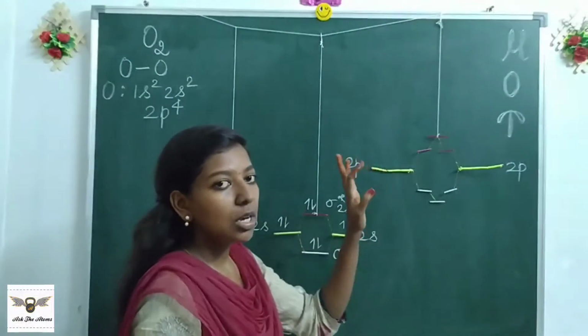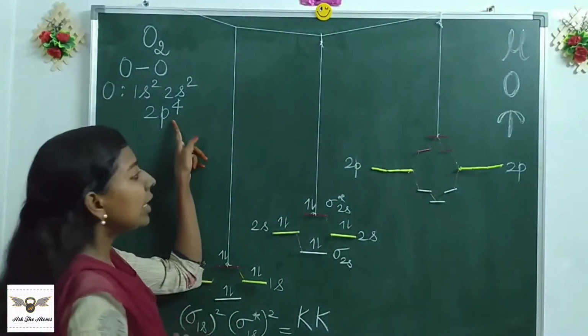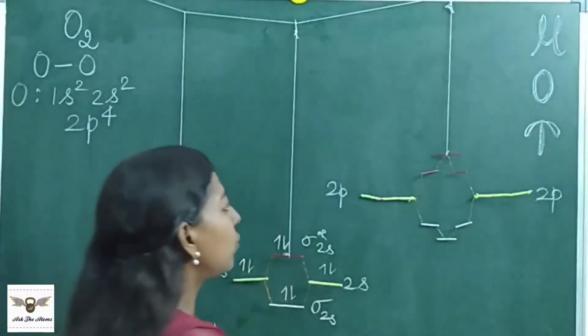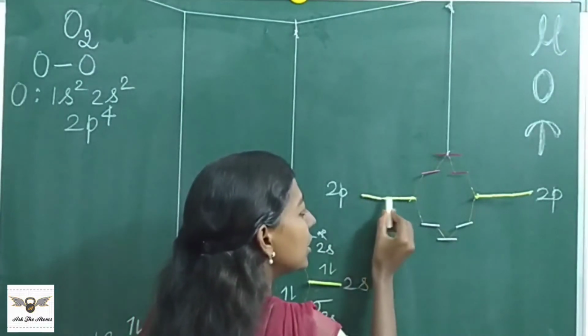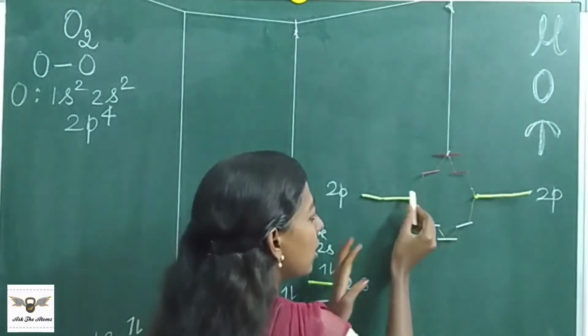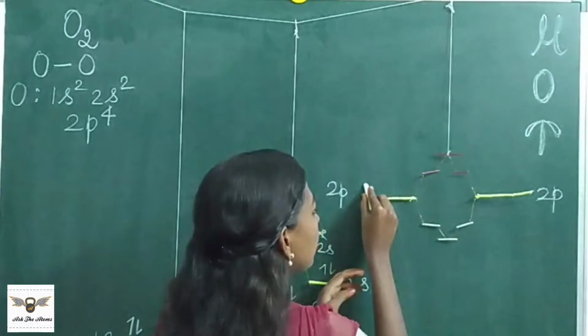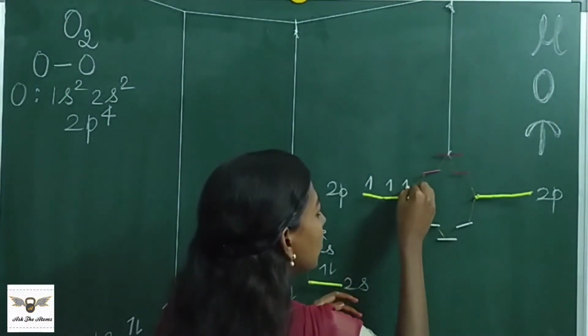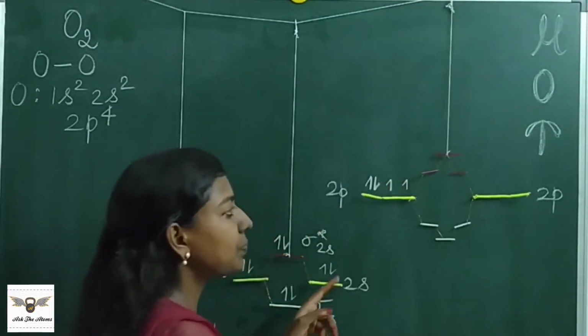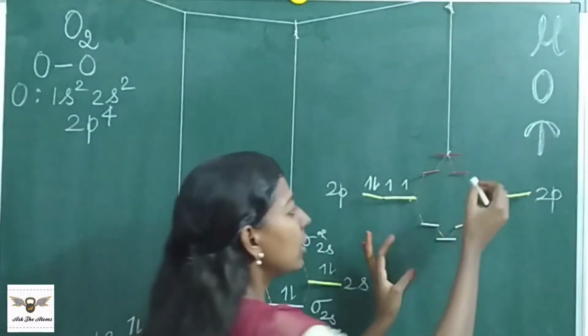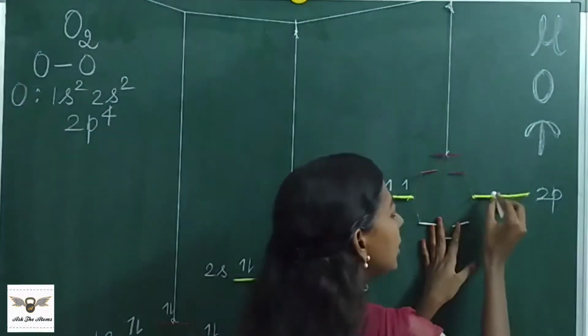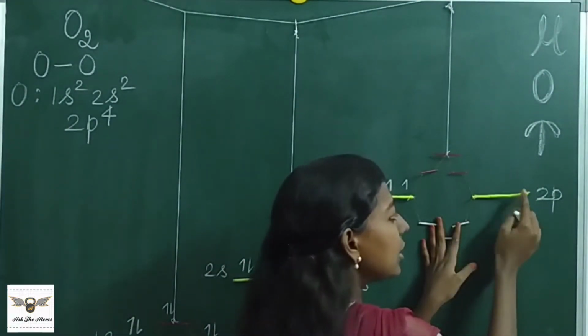Now coming to 2p. What is the configuration of 2p? Every oxygen has 4 electrons in 2p, 2p4. So first I fill it. Here you can see three orbitals are there. So how do I fill the 3 orbitals? See 1, 2, 3. Then the fourth one here. 4 are filled. Similarly on the other side. All these are degenerate. Remember the p orbitals are degenerate.